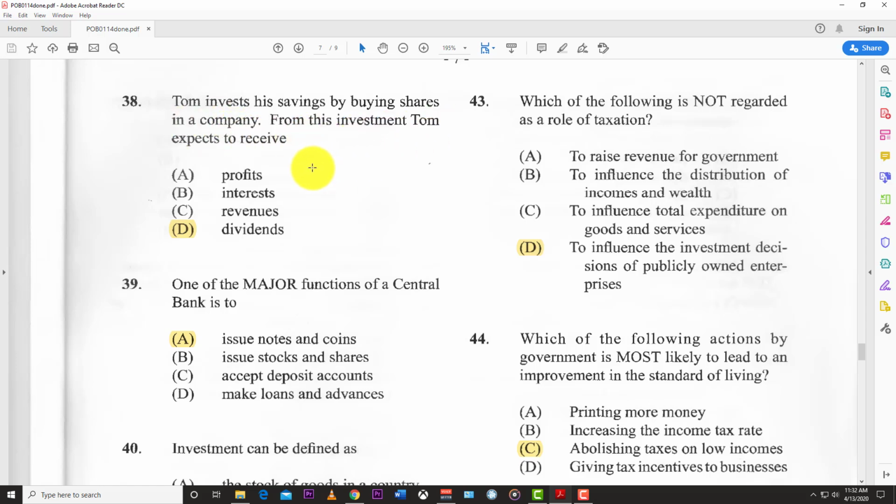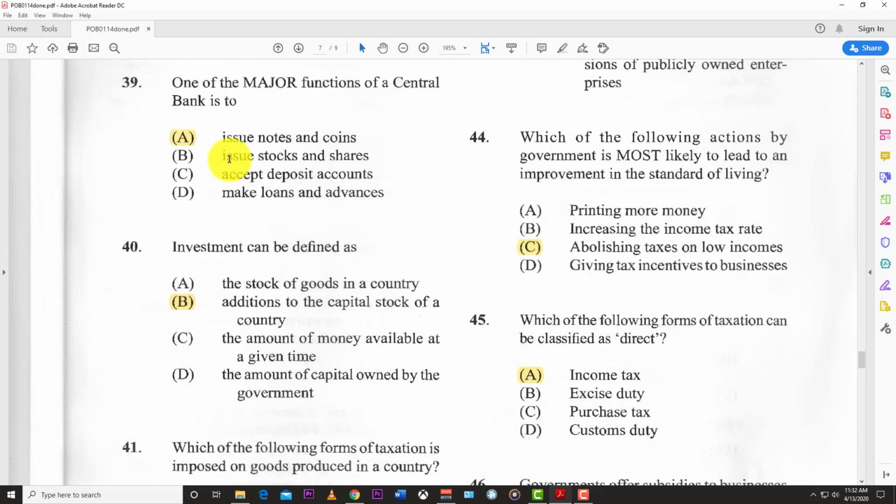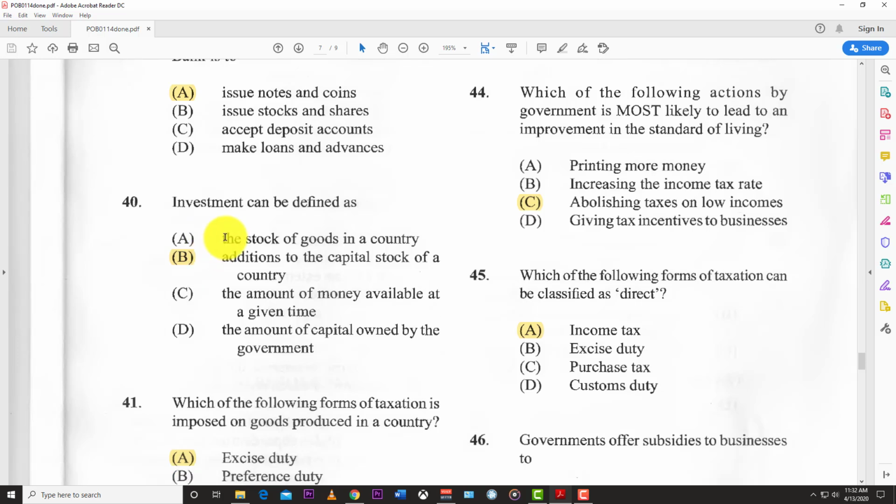38. Tom invests his savings by buying shares in a company. From this investment, Tom expects to receive, and the answer is D, dividends. You buy your shares, you receive dividends. 39. One of the major functions of the central bank is to A, issue notes and coins.